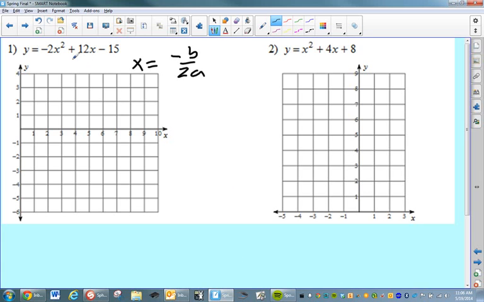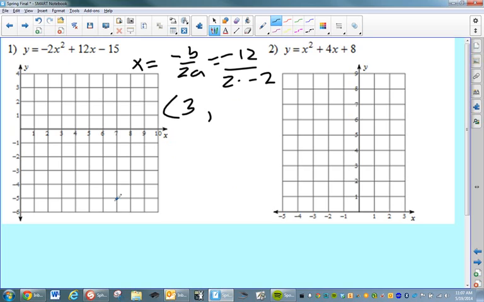Okay, so number one. Number one's in standard form. So I know let's find the x value of the vertex. I want to use negative b over 2a. So that would be negative 12 over 2 times negative 2, which reduces down to 3. So my x value is 3.